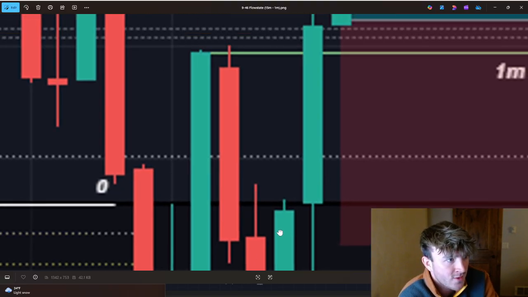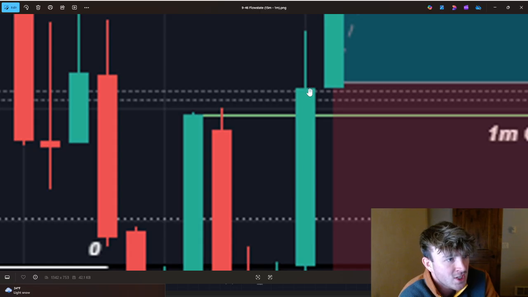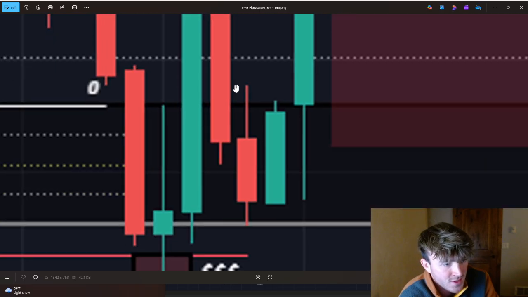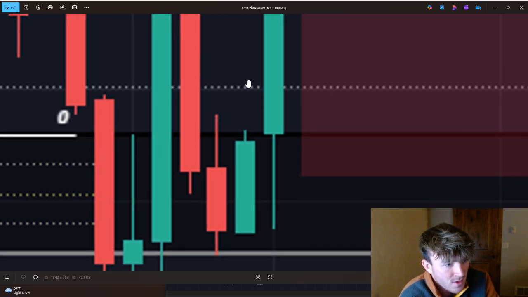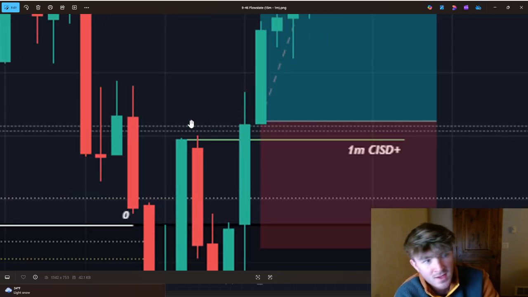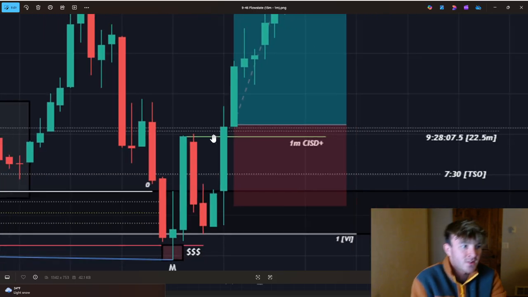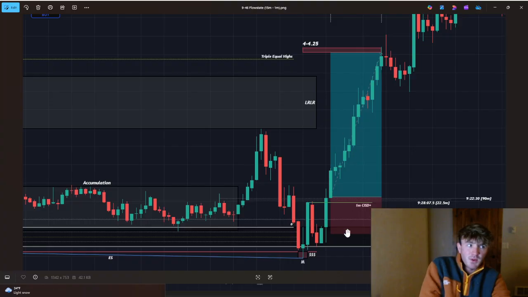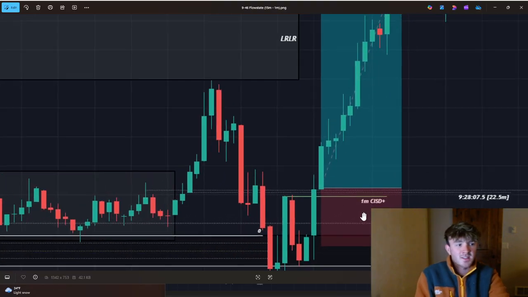So what happens? Boom, perfectly efficiently filled. 1 minute change in state of delivery. Why? Because candle body close above this series of down close candles. You could also technically call this change in state, right? Just FYI, candle close above a down close candle, but that's besides the point. A lot of times I'll use a series of down close candles. And then boom, all the way up to those low resistance highs.